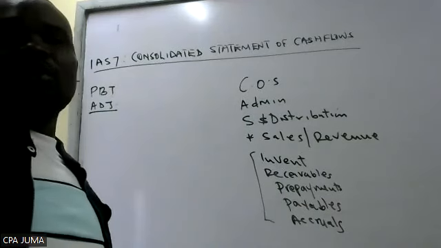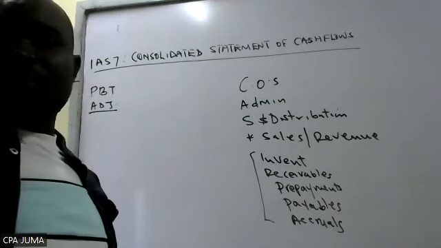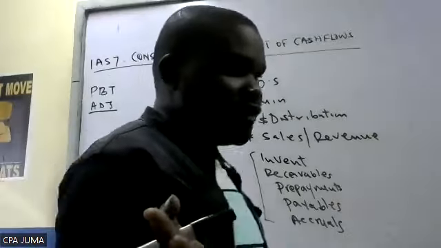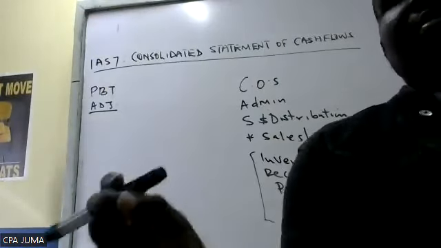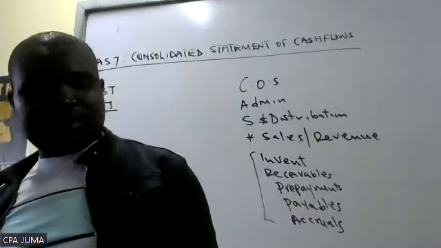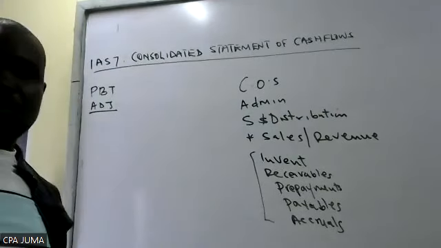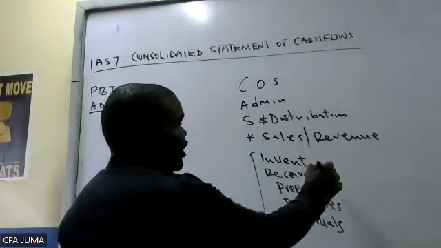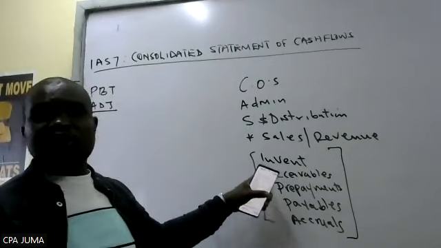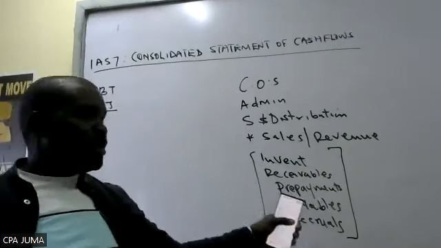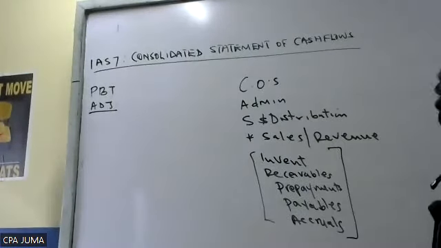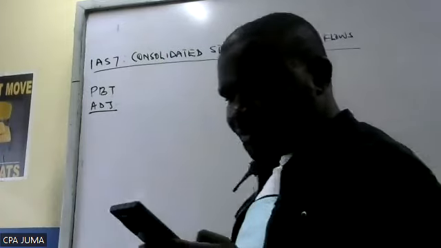Don't bring cash, don't bring bank, don't bring short-term investments, don't bring bank overdraft. I'll tell you later where we take those four: the short-term investments, cash, bank, and bank overdraft. Those are not working capital components. Those are called cash and cash equivalents, so we don't bring them in the working capital components. Mostly, though not always, the ones which are always there are inventory, receivables, and payables. Prepayments and accruals appear once in a while. So those are the items you need to check as far as our working capital components are concerned.